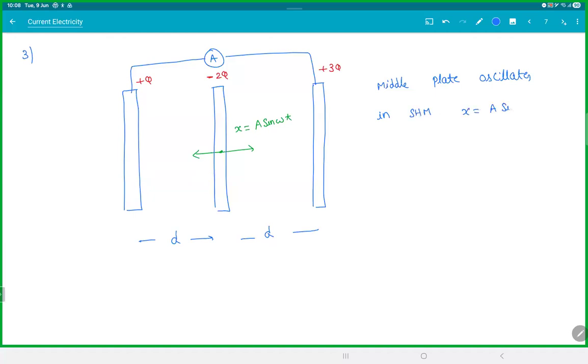x is equal to a sine omega t, and a is less than d. We don't want to go and touch the other plate. So find the current in the ammeter. I can make the distance 2d, 3d. Yeah, it is the same thing. So let's see how you will handle this.